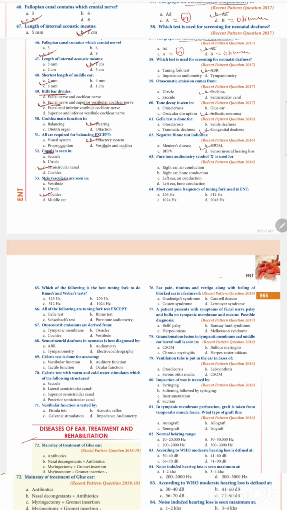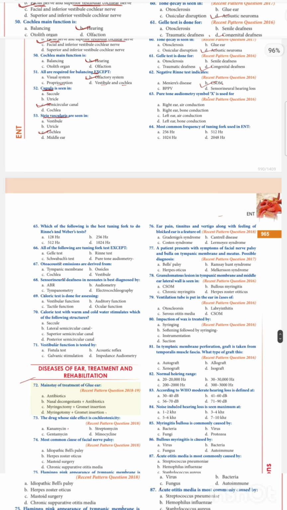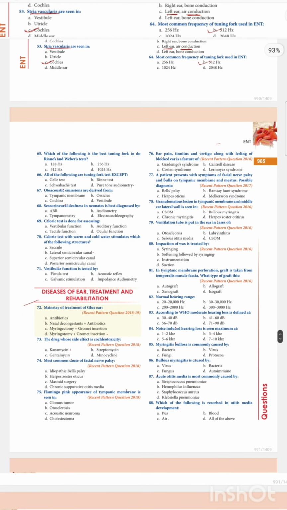In pure tone audiometry, the symbol X is used for left ear air conduction. The most common frequency of tuning fork used in ENT is 512 Hz. Which of the following is the best tuning fork for the Rinne test and Weber test? The best tuning fork to do the Rinne test and Weber test is 512 Hz.